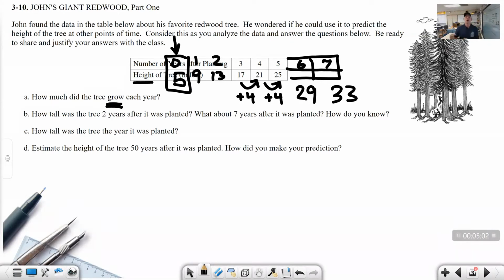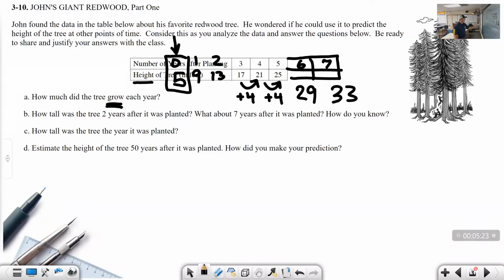Okay, and when we are looking at this table, it's like John went to Home Depot, bought a redwood tree, and it already had height. It's not like he bought a seed. No, he bought a tree. He brought the tree home. I want this tree to go right here, and it was already 5 feet tall. Okay? John's giant redwood was 5 feet tall when it was planted.